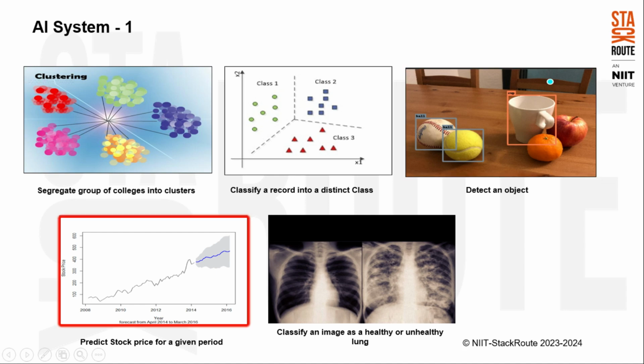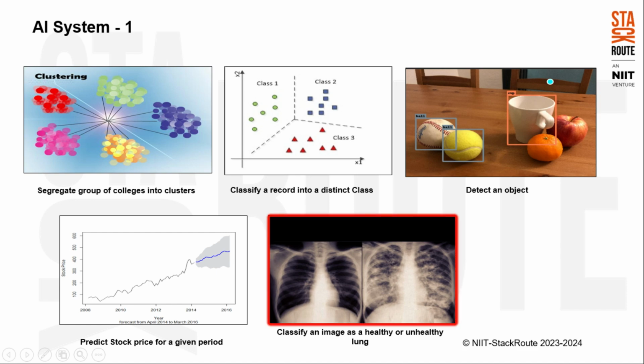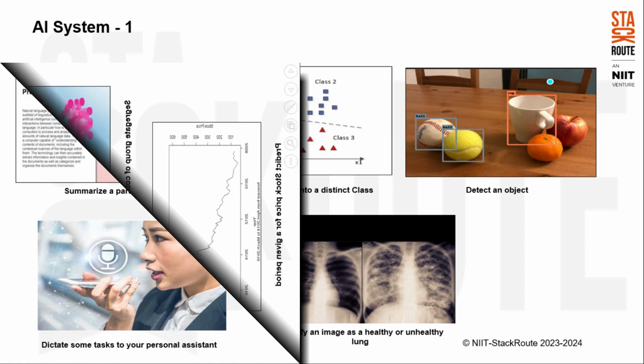The fourth one is predicting a stock price for a given period. So you can see the blue area on the right hand side. So that's the future stock prediction, and it takes the input from the past data. And finally, we have an image of a lung, and the AI system can classify whether this is a healthy lung or an unhealthy lung. So let's call this AI system 1.